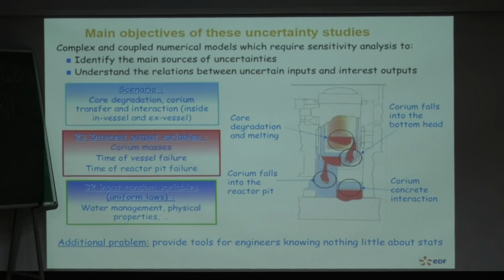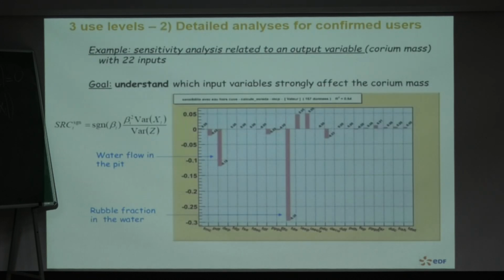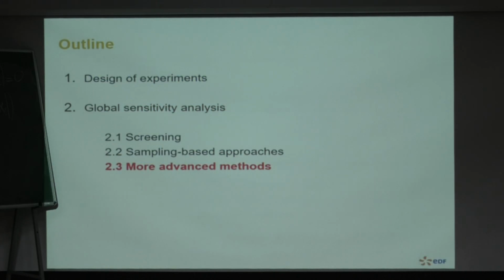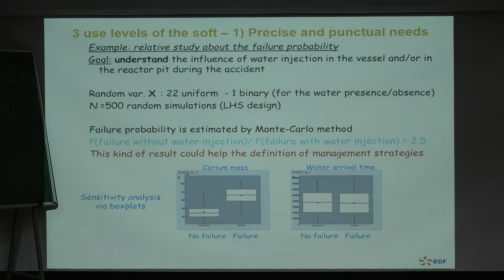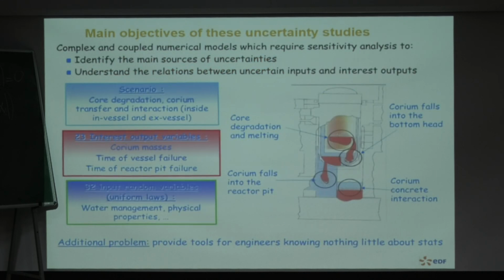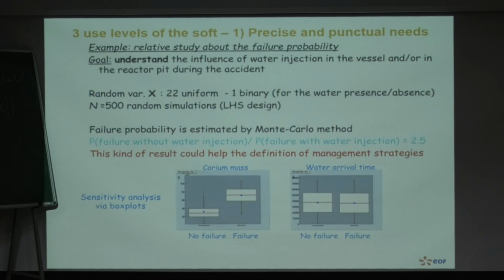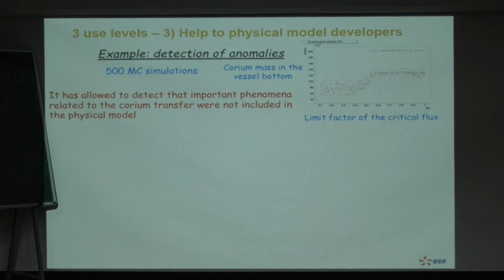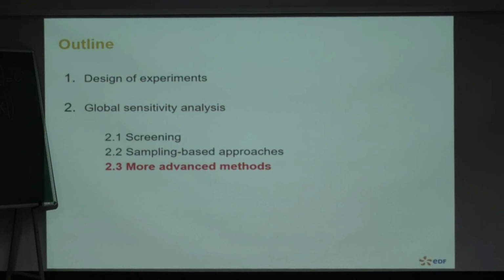Okay, so now I want to pass to more advanced method. I have an example, but it's not a funny example because it is an example on a nuclear accident. So if you like nuclear accident, I can explain, but if you don't like, I can pass. Okay, I pass. So more advanced method.